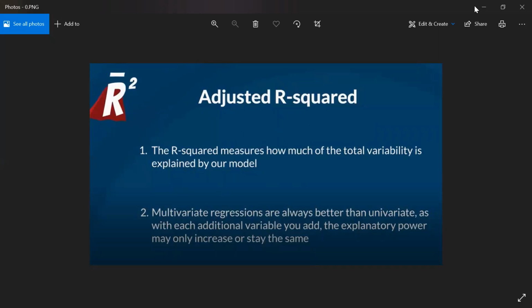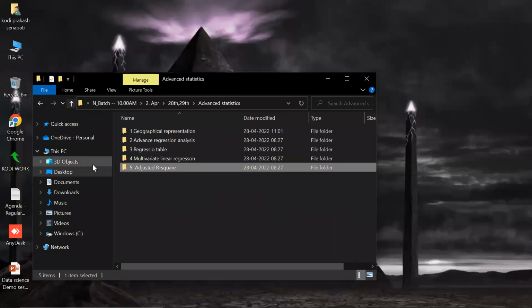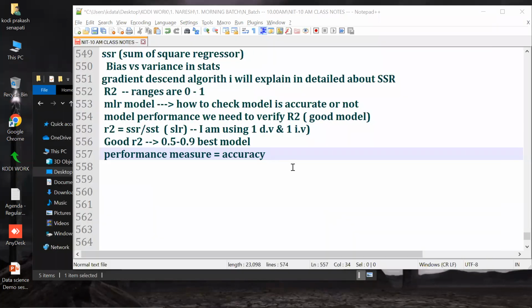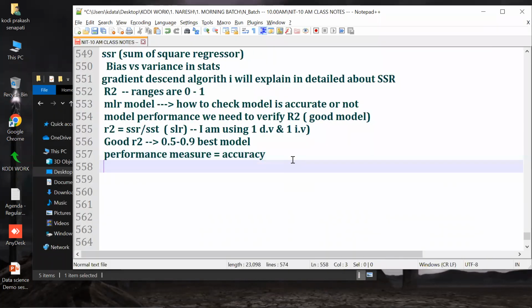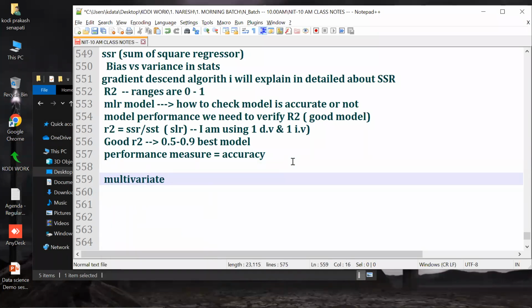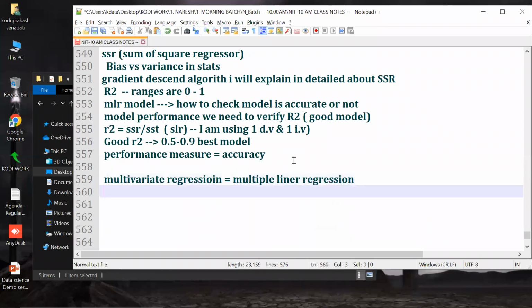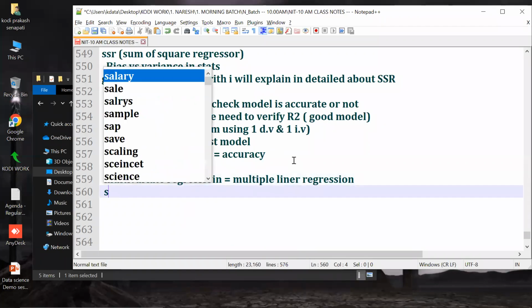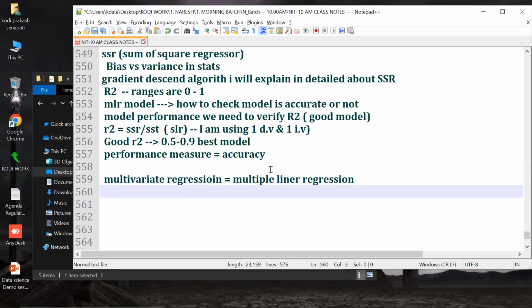What is meant by multivariate regressions? Multiple linear regressions we also call multivariate. Univariate, bivariate, multivariate. Make sense? Multivariate regressions are also called multiple linear regressions, okay, guys. Univariate, single variable regression is called simple linear regression. I hope you understand this one.